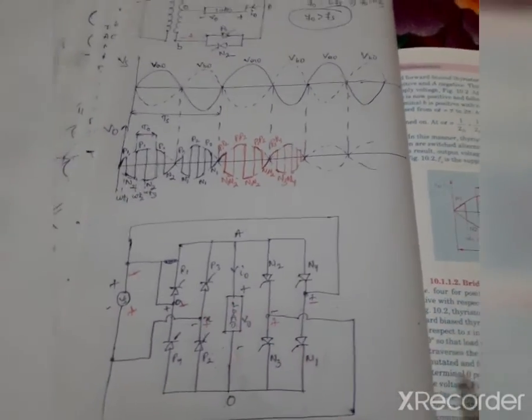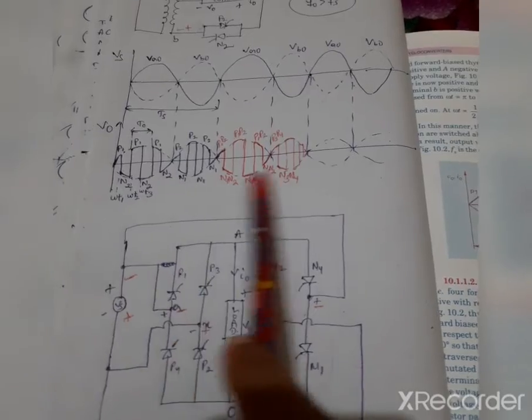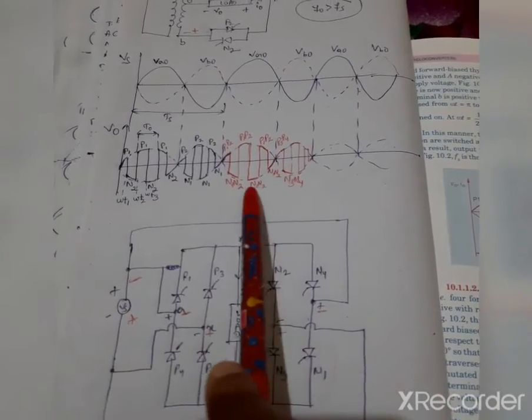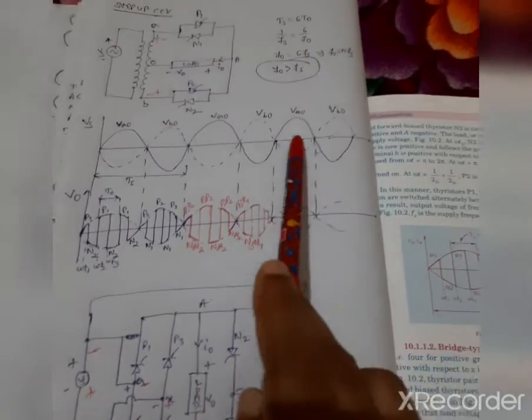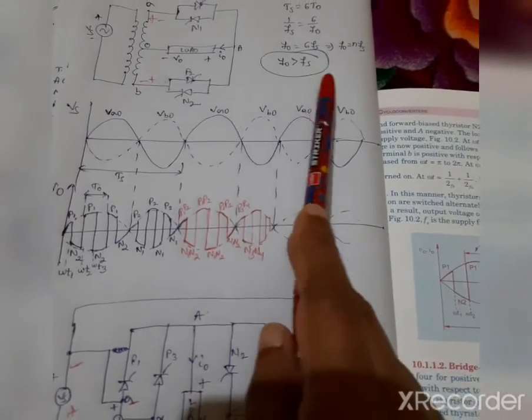Okay, so this is the waveform for the step up cycloconverter. Here also we found the conclusion that f0 is greater than fs.